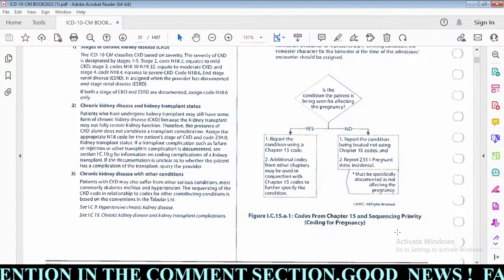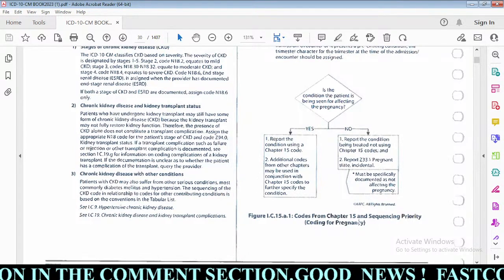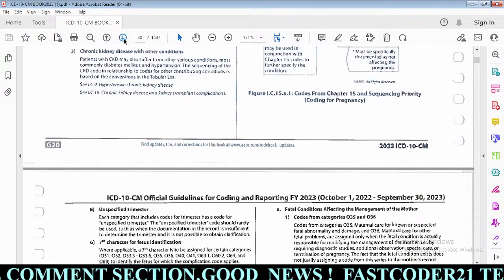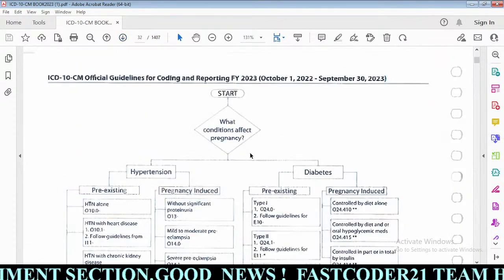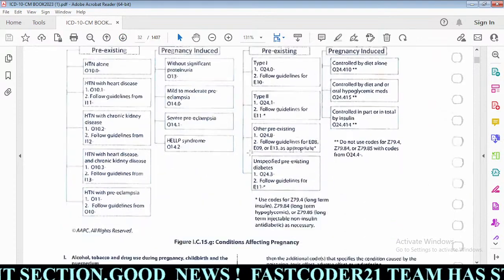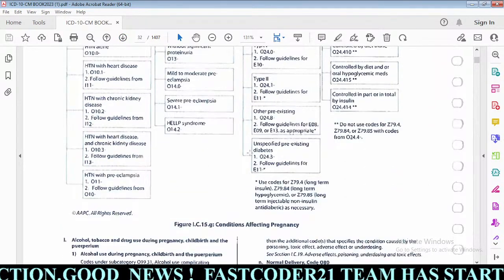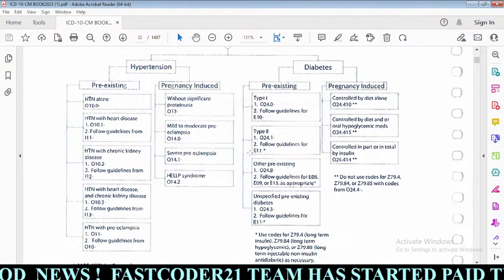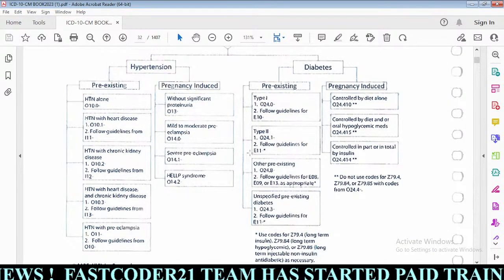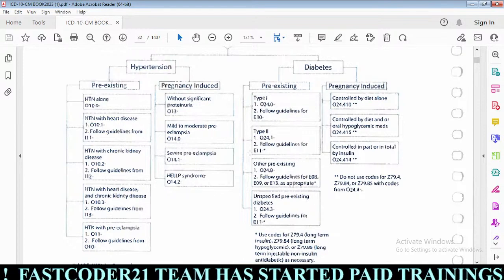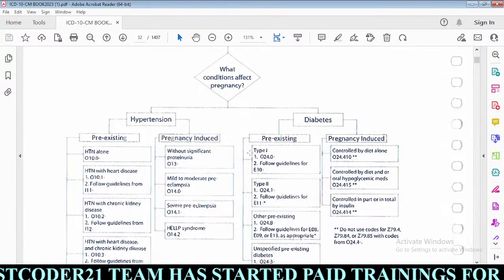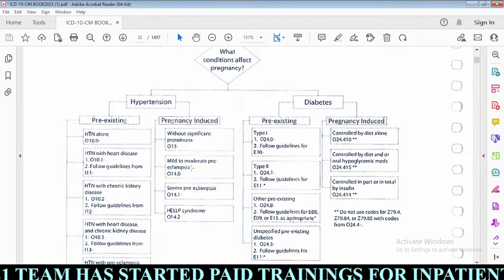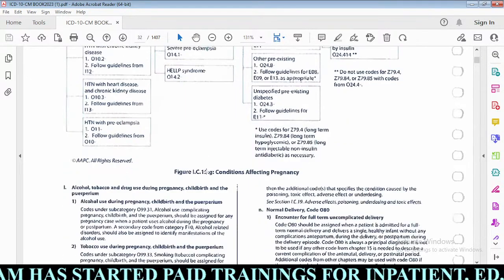See, course from chapter 15 and sequencing priority. It is chapter 15, all of us know it is related to pregnancy. So these are related to the pregnancy guidelines. This is a very big one, pregnancy. If you master this decision tree, you can write any type of exam and you can attend interviews also. Chapter 15 shows what conditions affect pregnancy, whether it is diabetes or hypertension. Based on your situation, you need to decide.